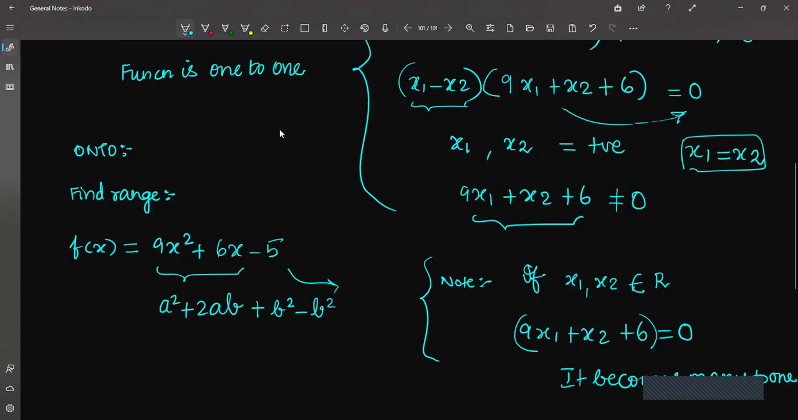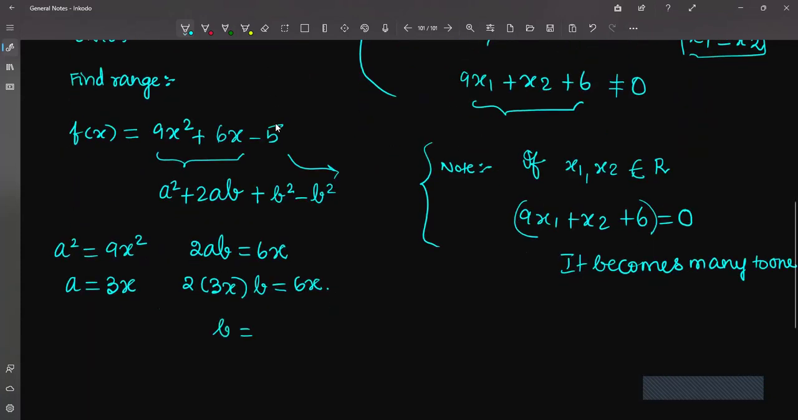So now look at this. a square is equal to 9x square, so a will be equal to 3x. If 2ab is equal to 6x, 2 into 3x into b is equal to 6x, then b is equal to just 1. So in this case, f of x, I'm going to write this as 9x square plus 6x plus 1 minus 1 minus 5. We are not altering the value. We are just adding 1 and subtracting 1. So the function is actually the same.